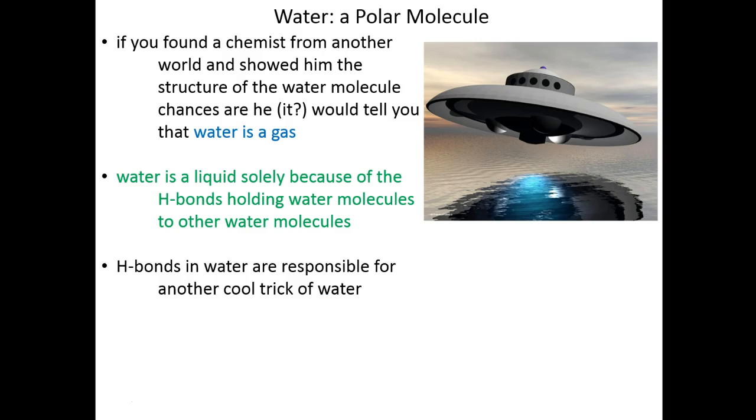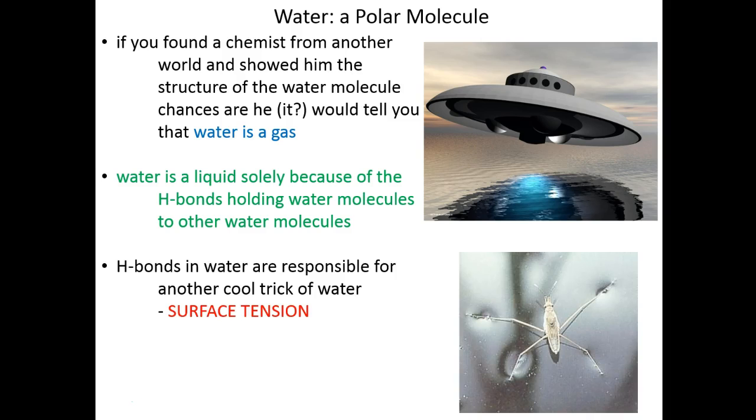Hydrogen bonds are also responsible for another cool trick of water, surface tension. The reason why this water skittering bug is not sinking into that pond is because the water holding on to the other water molecules at the surface of that pond don't want to let go of one another. And in order to let this bug sink, those water molecules would have to let go of one another.